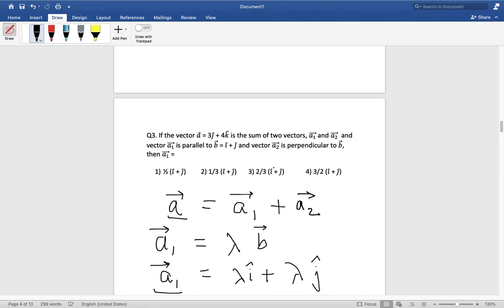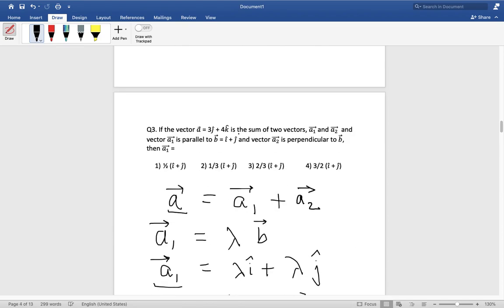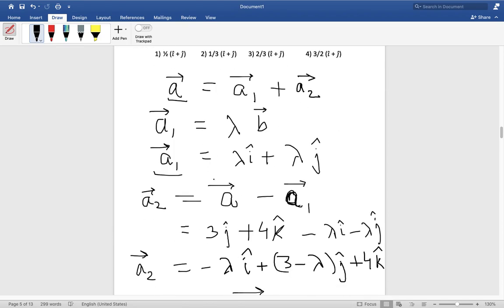I have been given that A2 is perpendicular to B. So now when you know that two vectors are perpendicular to each other, their dot product is 0. So A2 dot B is 0. That means B is what? I plus J.